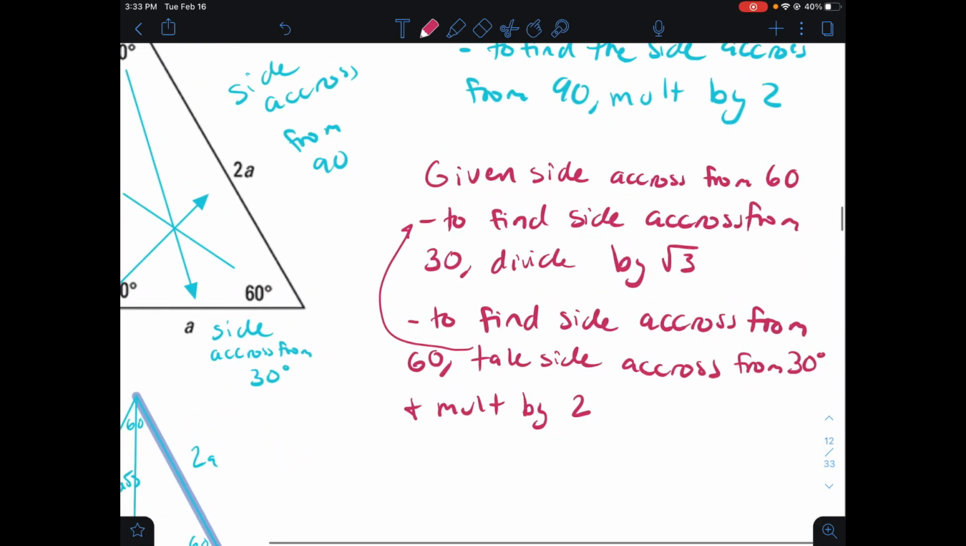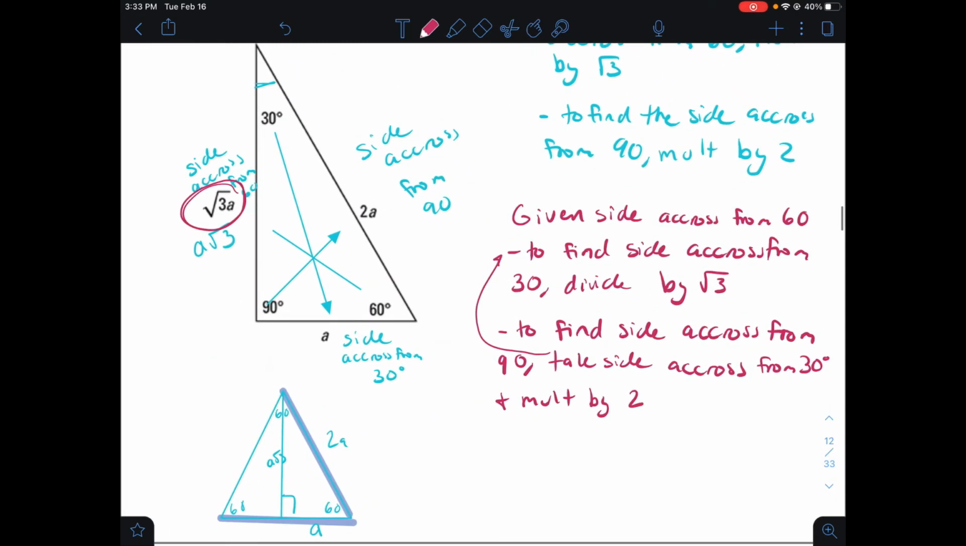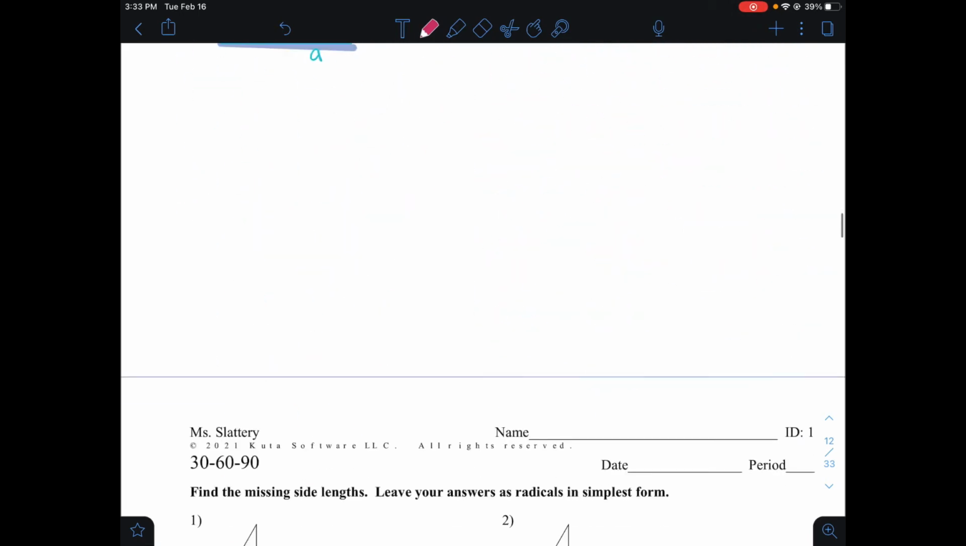Oh, wait, hold on. To find the side across from 90, I'm sorry, guys. This should be a 90. Fix that in your notes. To find the side across from 90, you take the side across from 30, multiply by 2. I apologize. All right.